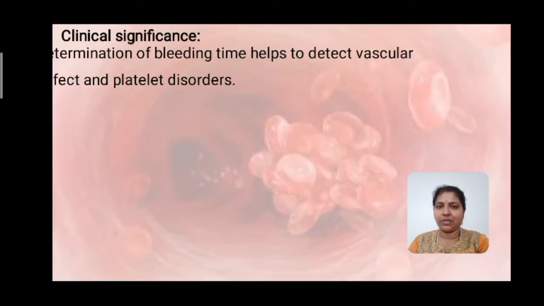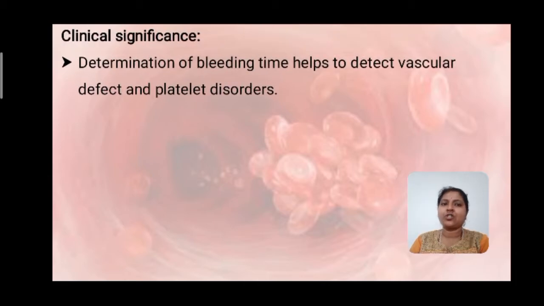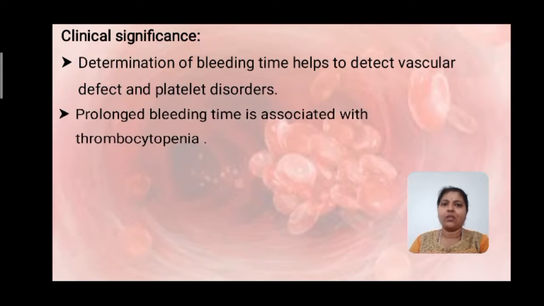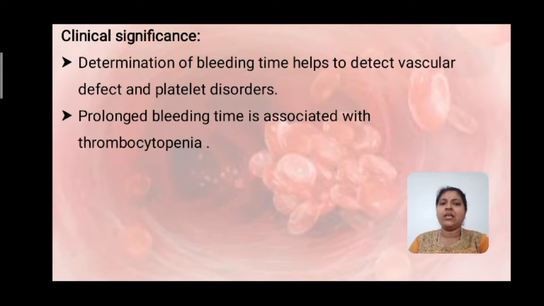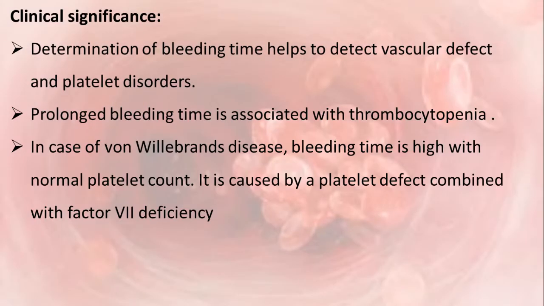Now the clinical significance. Determination of the bleeding time helps to detect vascular defects and platelet disorders. Prolonged bleeding time is associated with thrombocytopenia. In case of von Willebrand's disease, the bleeding time is high with a normal platelet count. It is caused by a defect combined with a factor 7 deficiency.